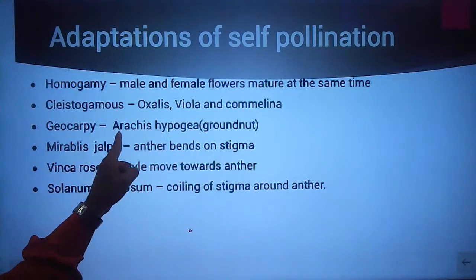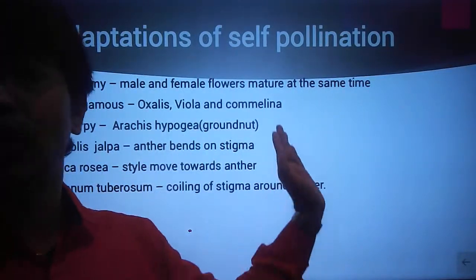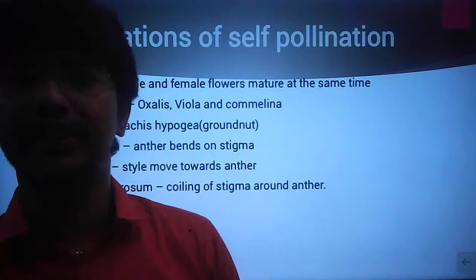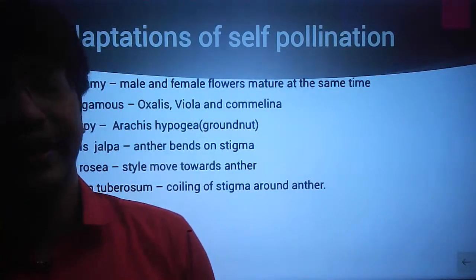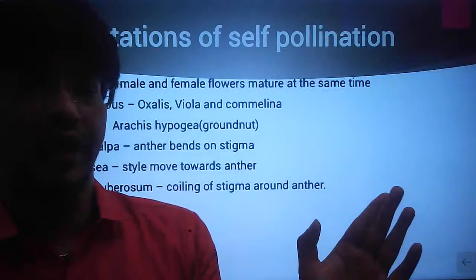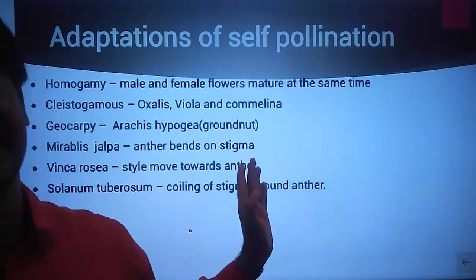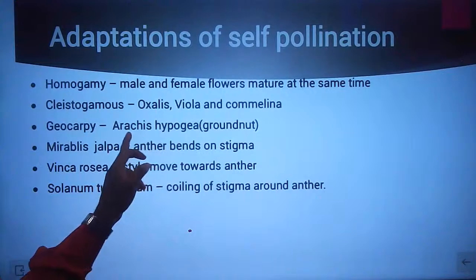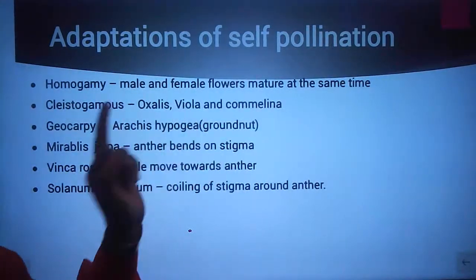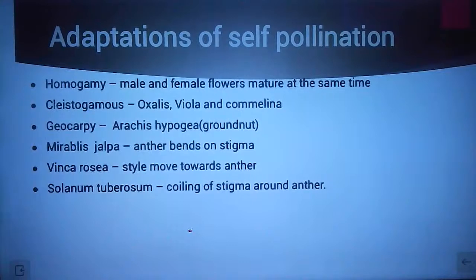You could see this in Arachis hypogaea, and it is one kind of adaptation. If this bending over, this geocarpy, does not happen, the fertilization will not take place. Why? Because the male is in a different location and the female is in a different location, right? Only if geocarpy occurs will the pollination be successful in case of groundnut. This is one of the important features.